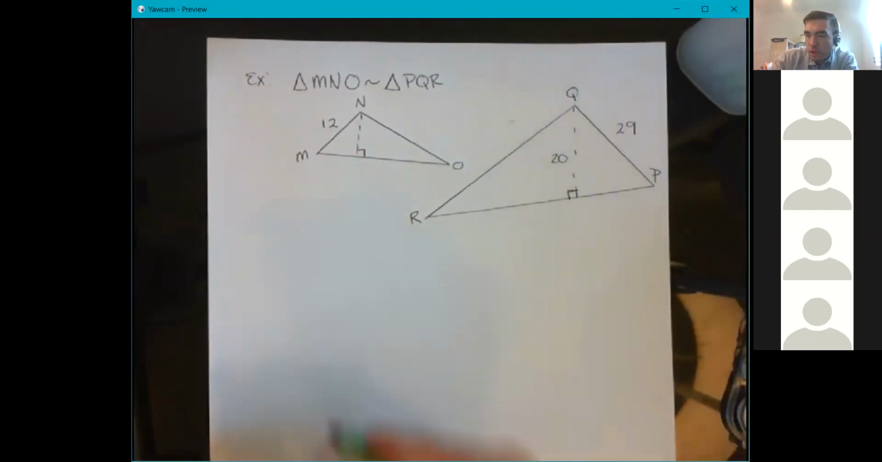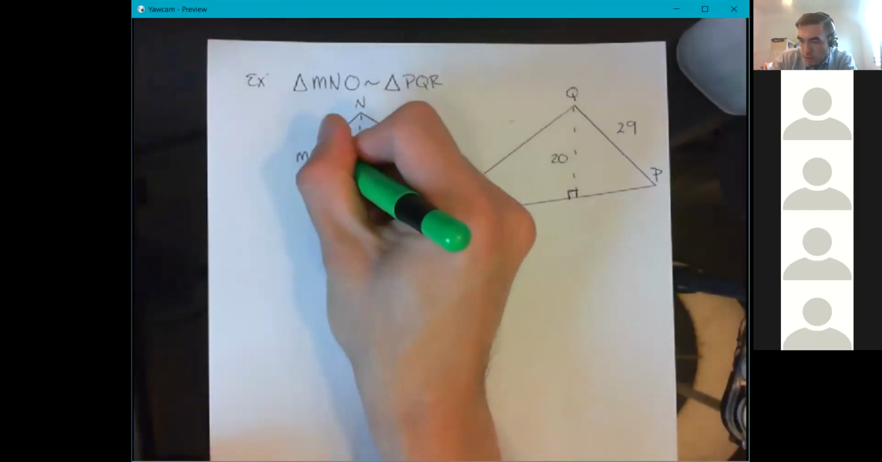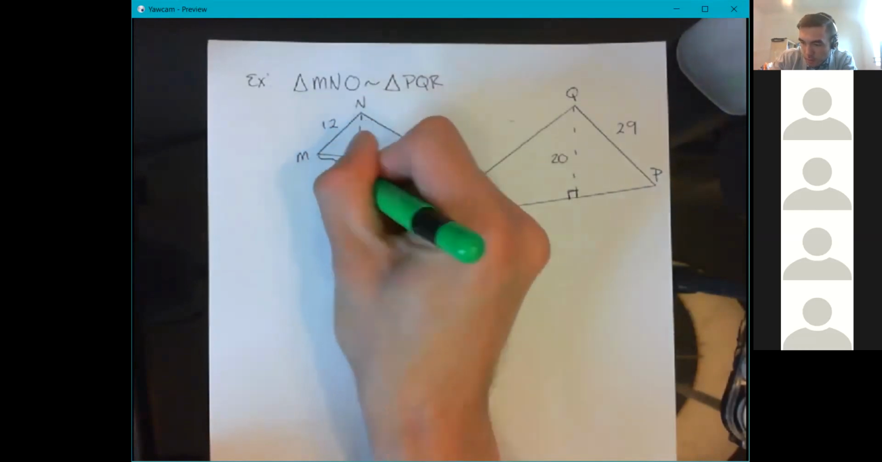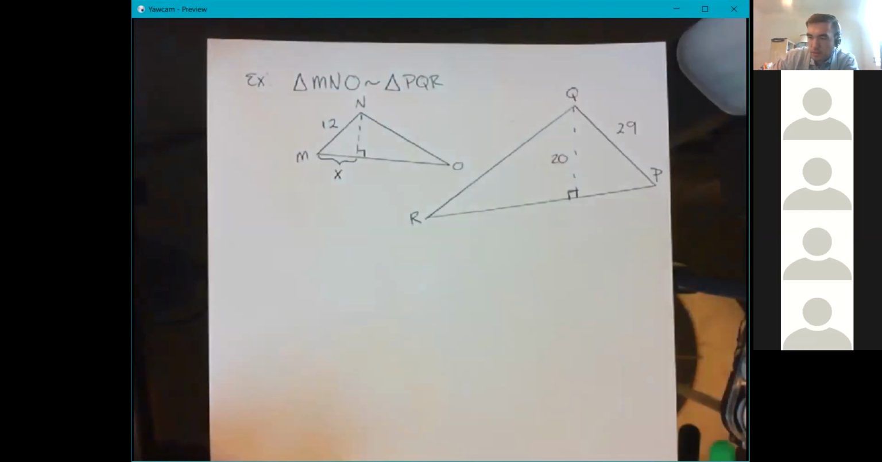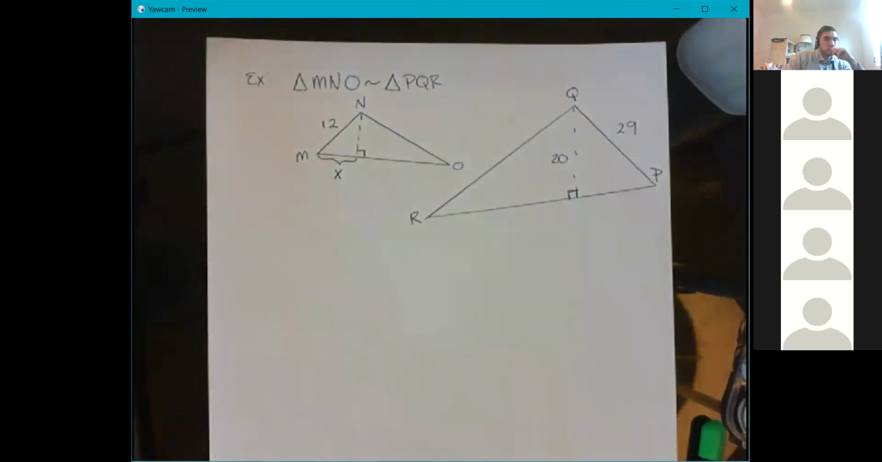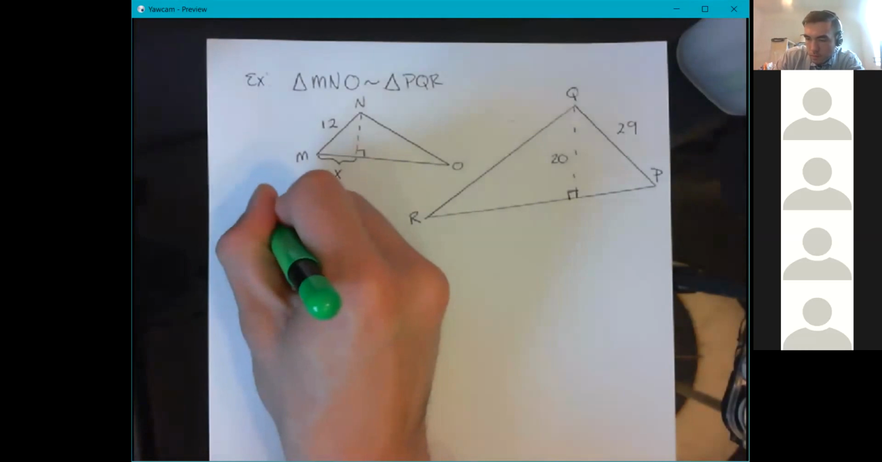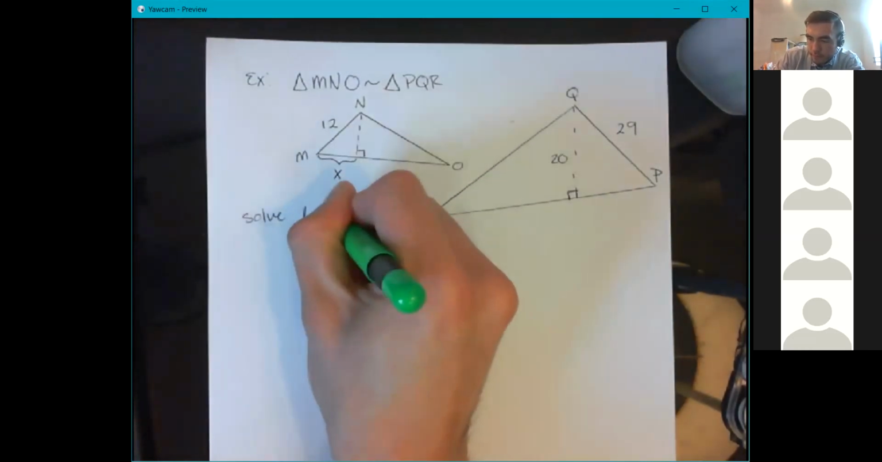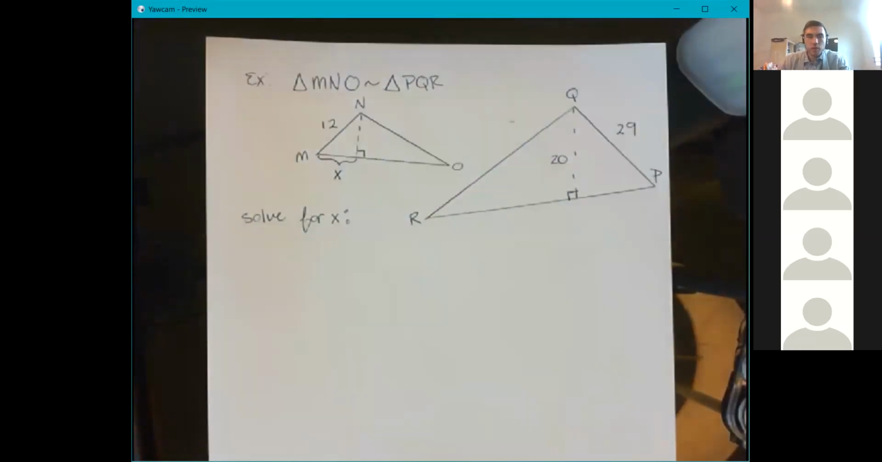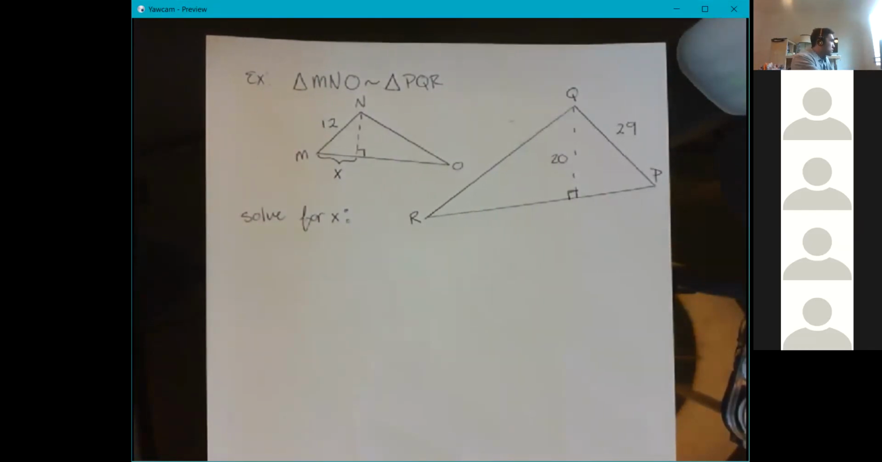And what I would like you to solve for is this length over here on the right. I need this x. So yeah, please solve for x, which is the distance from point M to the base of whatever that altitude is. Take about 60 seconds. Talk it over maybe with your classmates since y'all have been stuck at home anyway.